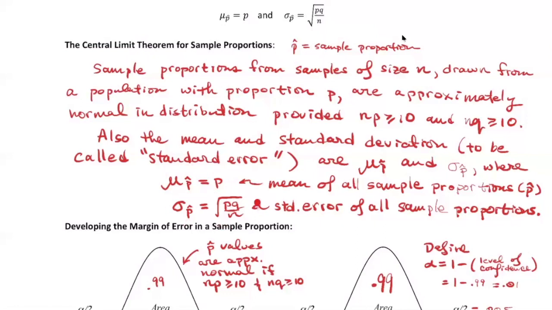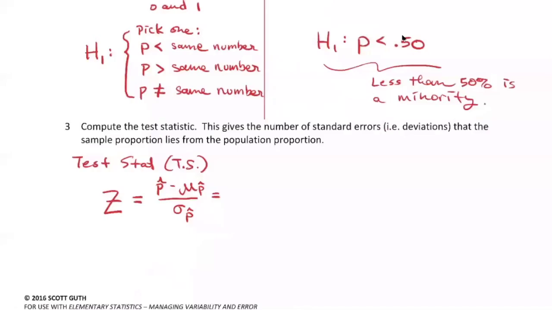And the standard deviation, or the standard error, of sample proportions is this thing. So maybe I'll just copy that and paste it into the lesson that we're working on now. Okay, so in general, when you do your test statistic, you're taking the sample proportion, subtracting the mean of sample proportions, which is the population proportion, and dividing by the standard error, which is the square root of PQ over N. Okay, that's great. And so again, let's pound this out.